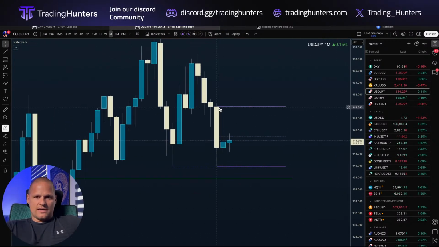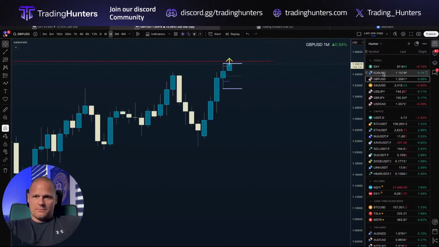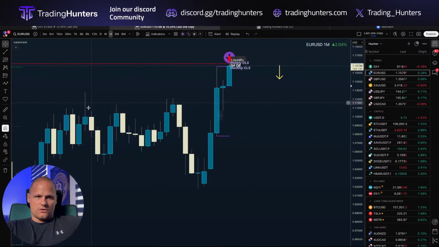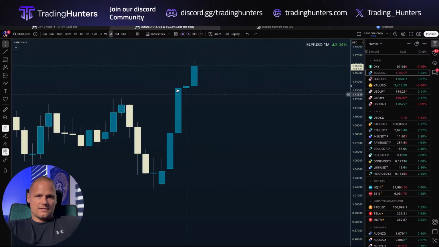You have one big candle leaving equal highs, and then you have one candle ranging inside. So what's going to happen next? Most likely we will reach these lows. Look how it played on the euro. You had one candle, then another inside, leaving this high, and the next candle went in there.